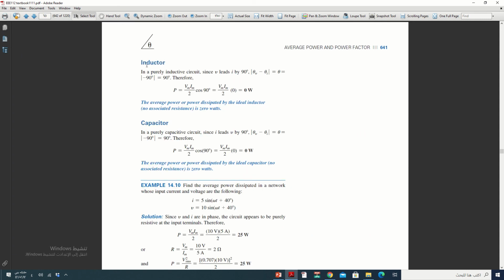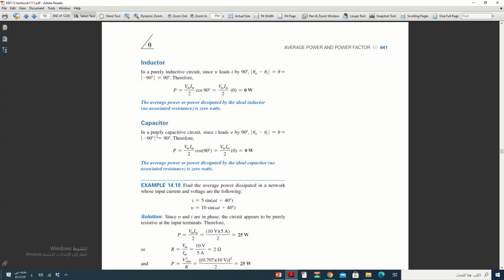What about the inductor? The shift between them, theta v minus theta I, is 90 or minus 90. This means cosine 90 is 0, and the whole term will be 0. There is no real power in the inductor. The real power is only in the resistor. The average power dissipated by the ideal inductor is 0 watt.